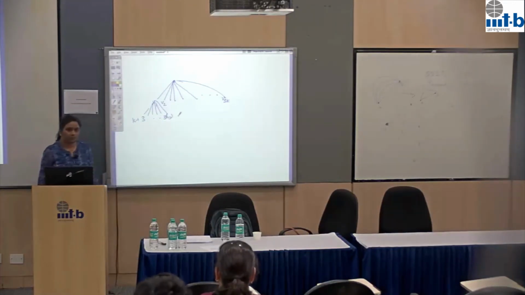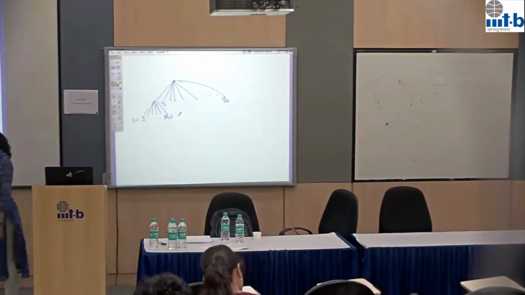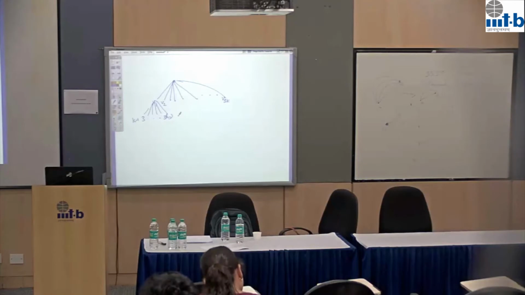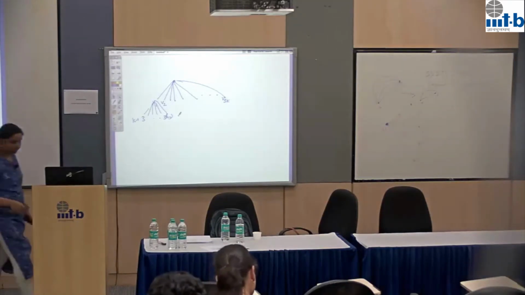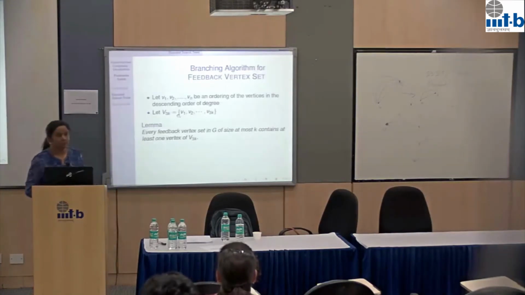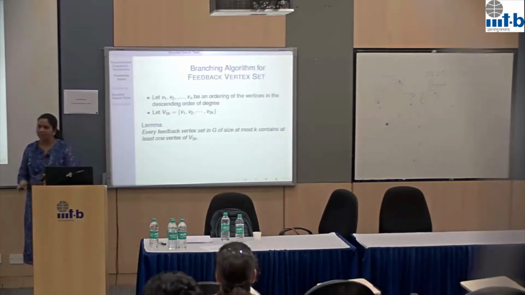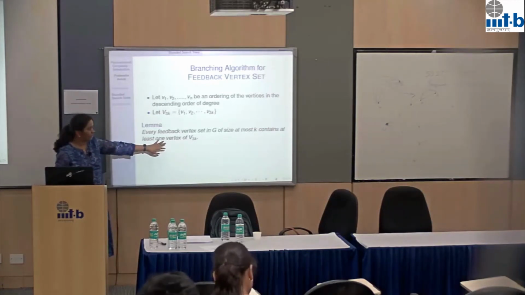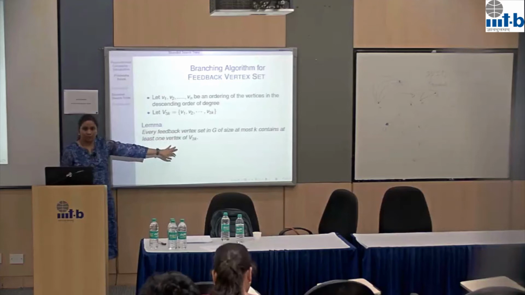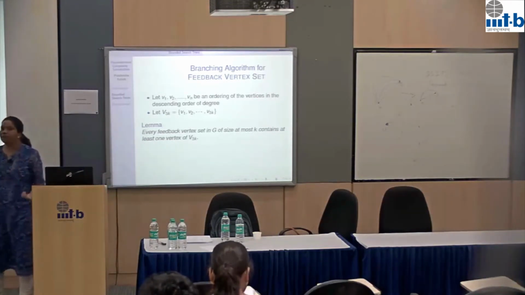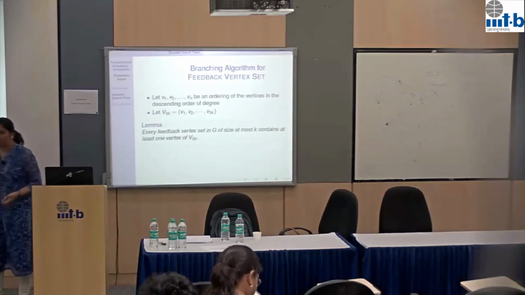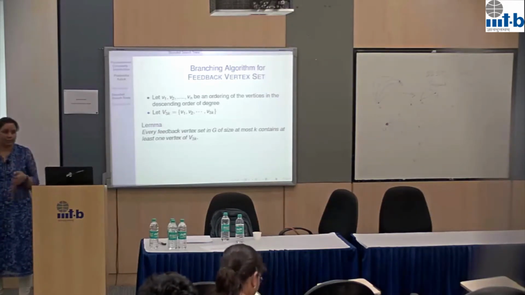Okay, that's it. The crux of designing a branching algorithm is this: find a statement from where you can make a choice and branch on all those choices. So what will be the running time of this algorithm? Is this step clear? We have proved that there exists one vertex in V3k that is in the FVS. We guess which vertex is in the FVS, and then we recurse on it.